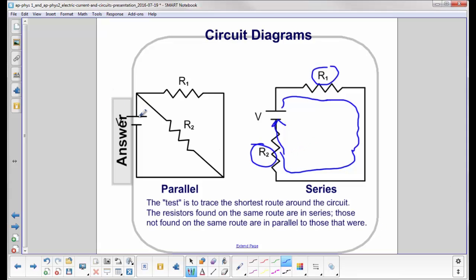Now let's take this guy. We come up, we leave the positive terminal. Hey, we have a choice. Well, let's go the shortest route. We see R2, and then we have to keep going back to the negative terminal. We never did get to R1. You could take a longer route where you would start here at the terminal, go through R1, and then come back to the battery. Like that. But we didn't hit both resistors with the same curve, so this will be parallel.